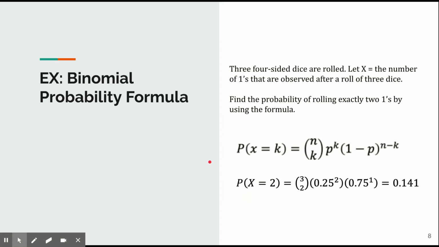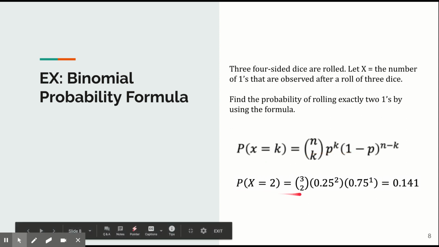Three 4-sided dice are rolled. Let x equal the number of ones that are observed after a roll of three dice. Find the probability of rolling exactly 2 ones by using the formula. So here's the formula I just showed you. Plugging in the values, we would get this. And this is what you would want to plug in, or write on your paper.